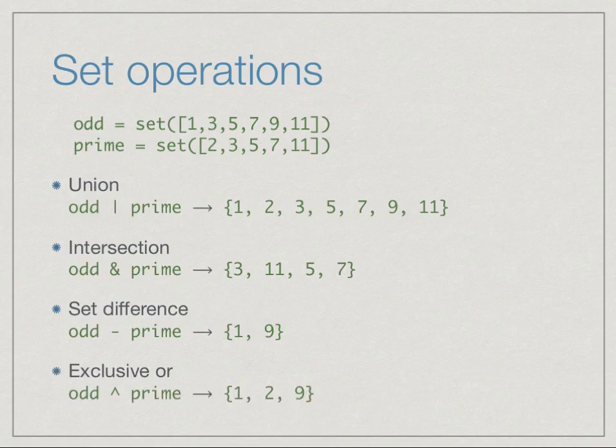And finally, unlike union which collects elements which are in either set, we can do an exclusive OR which takes elements which are in exactly one of the two sets. So if we use this caret symbol, then we will get 1 and 9 from the first set and 2 from the second set, because 3, 5, 7 and 11 occur in both sets. So we will not talk much more about sets, but you can use them in various contexts in order to keep track of a collection of values without duplicates using these built-in operations.